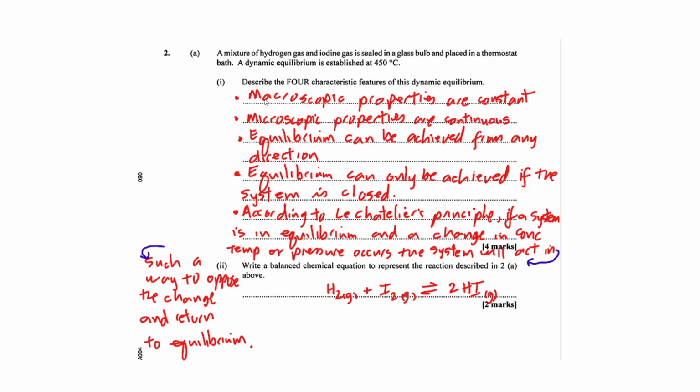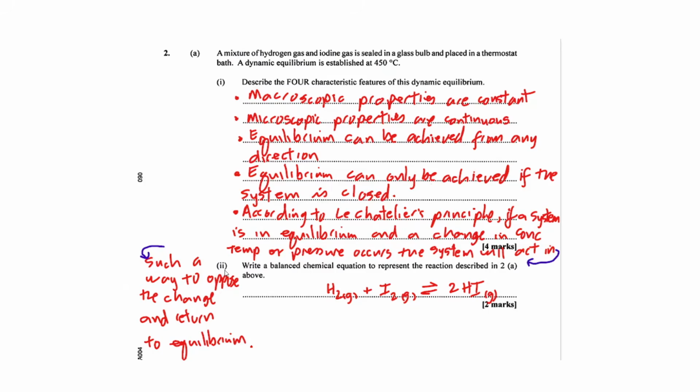Four examples that we could use out of five are: macroscopic properties are constant, microscopic properties are continuous, equilibrium can be established or achieved from any direction, equilibrium can only be achieved if the system is closed, and, according to Le Chatelier's principle, if a system is in equilibrium and a change in concentration, temperature, or pressure occurs, the system will act in such a way to oppose the change and return to equilibrium.